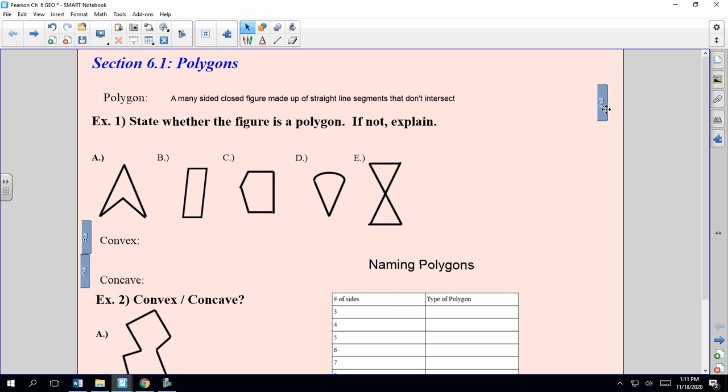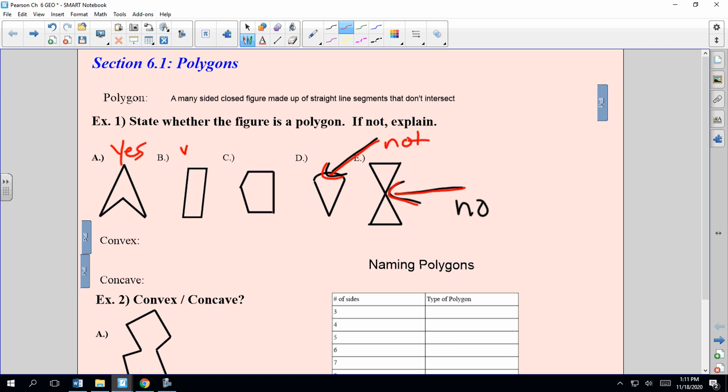So look at the examples down below. You can see here we have an intersection, so that is not a polygon. We see here there is not a straight line segment, so that is not a polygon. And the other three are closed figures made up of straight line segments, so these are all yeses. Here, here, and here. That's what a polygon is.